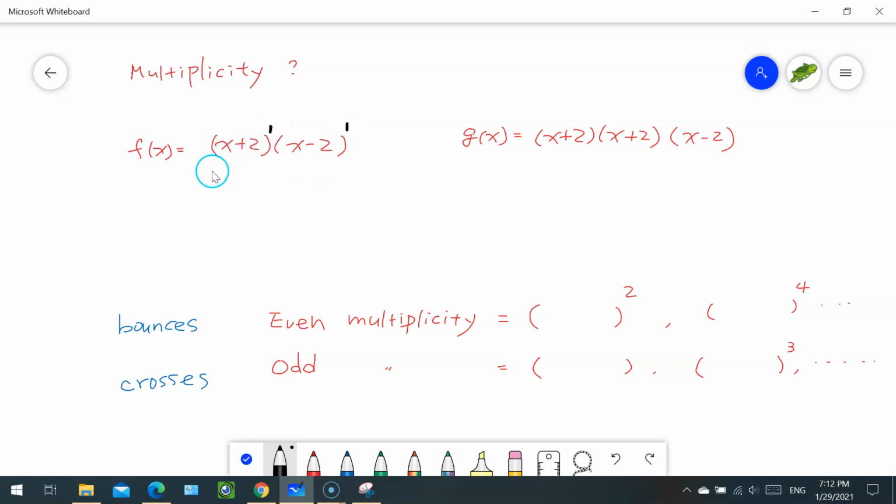So by using the zero factor theorem, we solve for x. So x equals -2. The multiplicity is 1. When x equals 2, the multiplicity is 1 as well. So when the multiplicity number is an odd number, odd multiplicity, that means at that point, the graph will cross the x-axis. Crosses the x-axis.